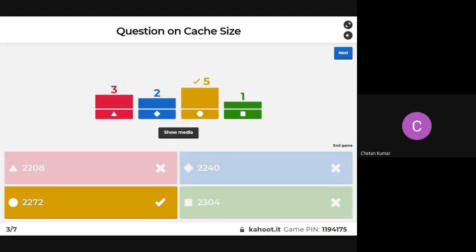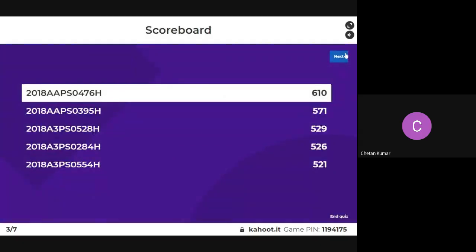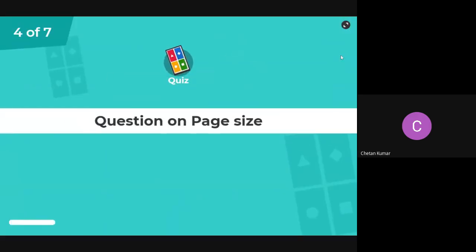Okay. So let us see the standings now. Okay, again, a few changes in the top 5. So 476, 528, 415, and 527 are the current toppers. Okay, so let us move on to the next question on page size coming to virtual memory.